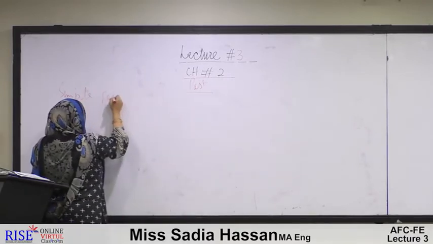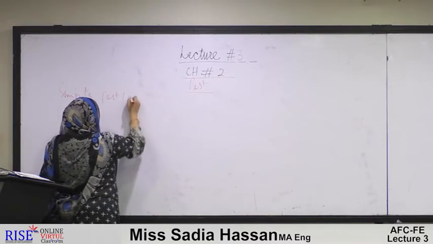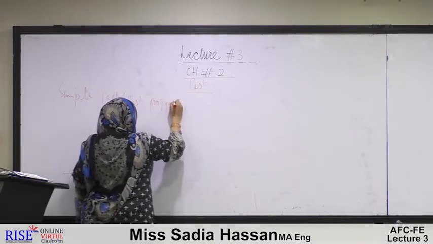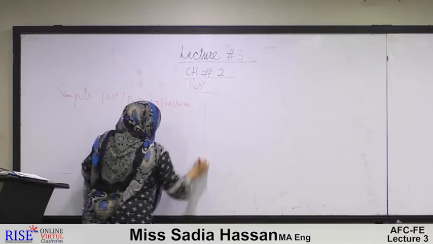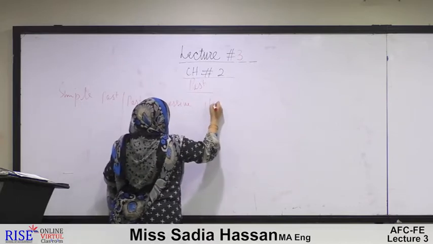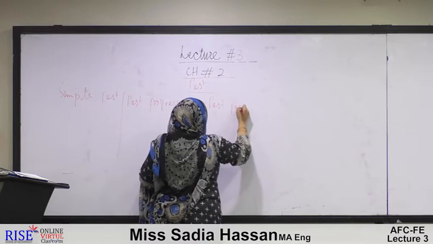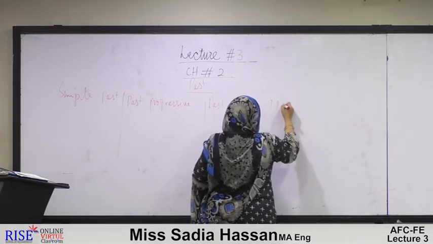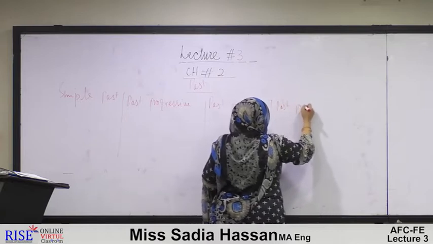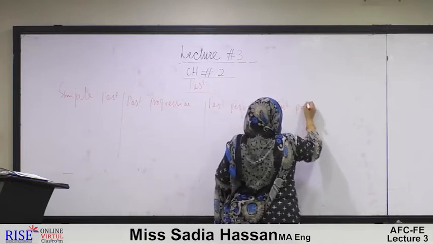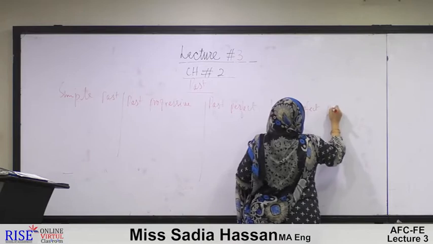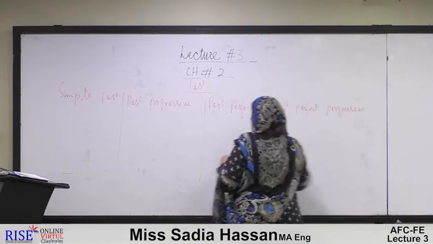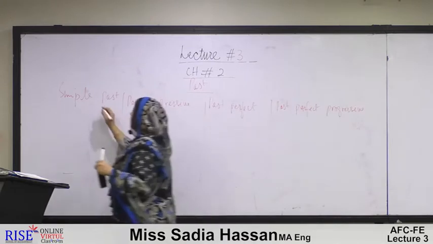Simple past, here comes the simple past, then past progressive, afterwards we have the past perfect, and the last is called past perfect progressive.